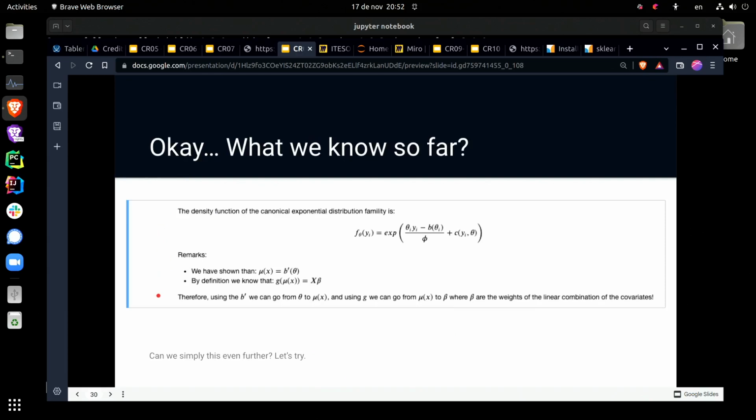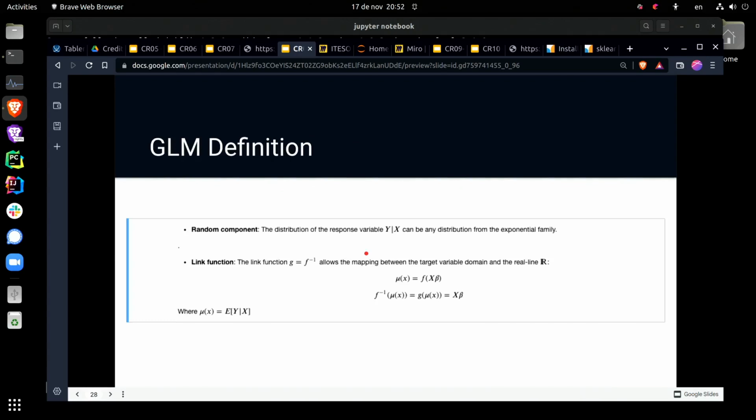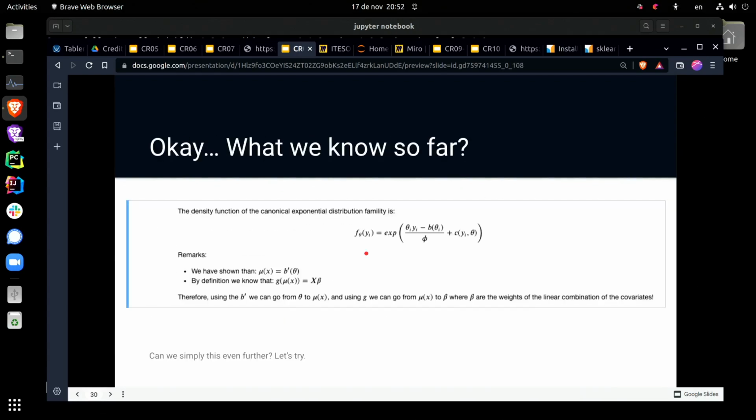Okay, so what do we know so far? We understand the canonical form of the distribution. We know that for our modeling purposes, we want the parameter of the distribution to be represented as a function of the independent variables. So that's mu of x. And we know that this mu of x, the expected value of this function, is the first derivative of b.